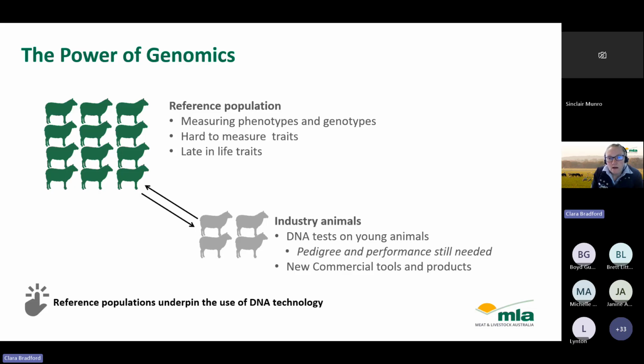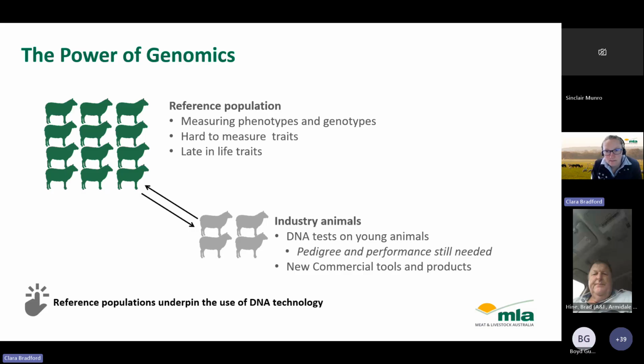So why are we interested in using DNA technologies? DNA technologies are not possible without the use of reference animals. And so DNA technologies allow us to select animals at an earlier age, which basically enables faster genetic progress. We can also select for hard to measure traits or later in life traits such as eating quality, where we want to know how those animals perform, particularly for seed stock animals, without having to slaughter them.